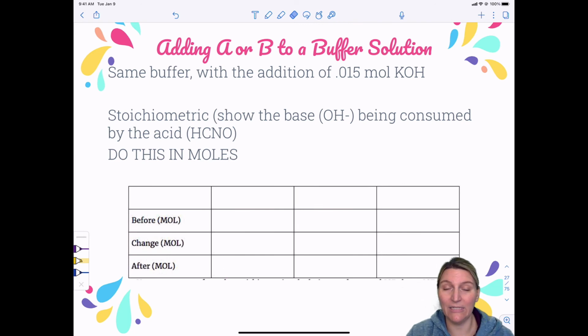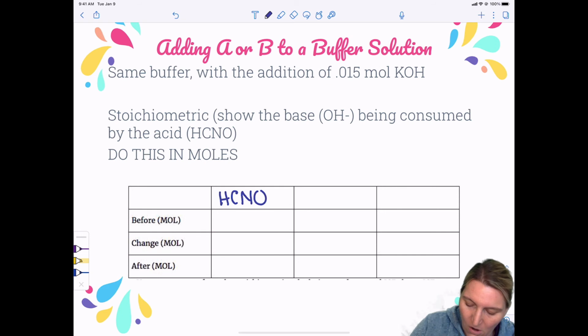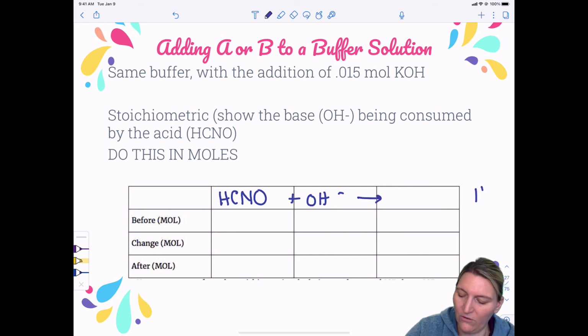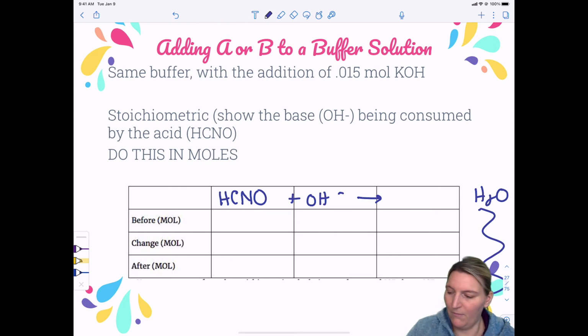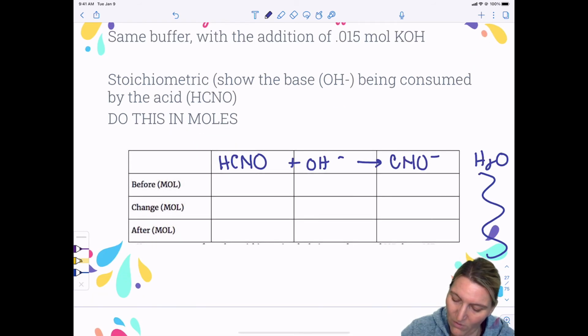The next one of these is the exact same problem, except this time we're adding a base. So what does the base react with? The base reacts with that weak acid. So it's going to be the HCNO that reacts with the OH minus. It will make, and you can see that in your notes, I put a water column, but a water column we don't ever need, and it makes CNO negative.